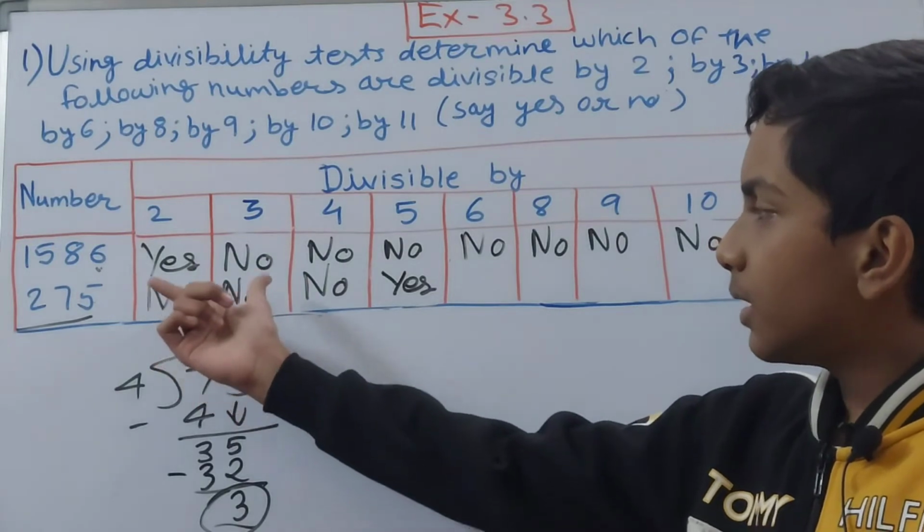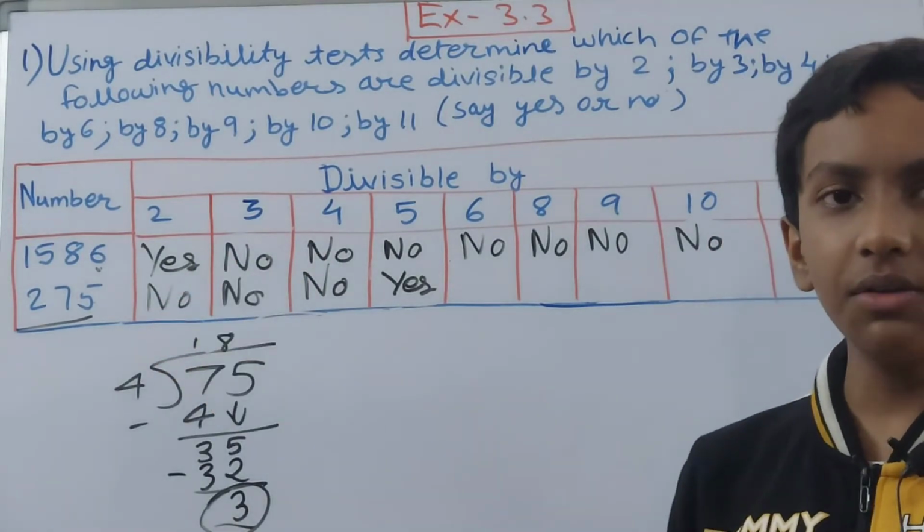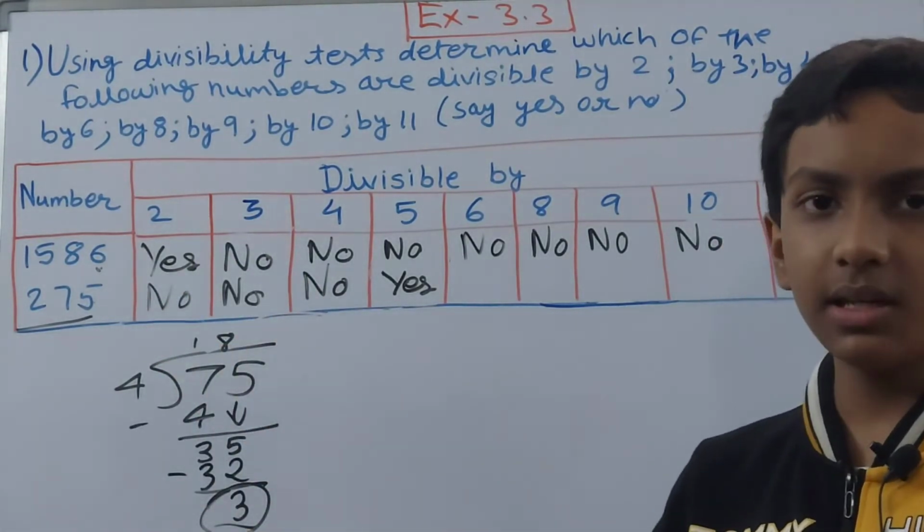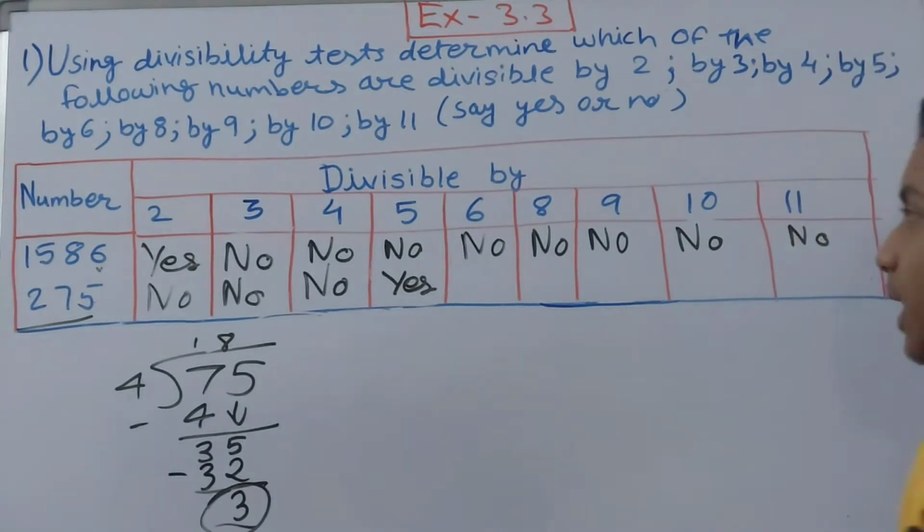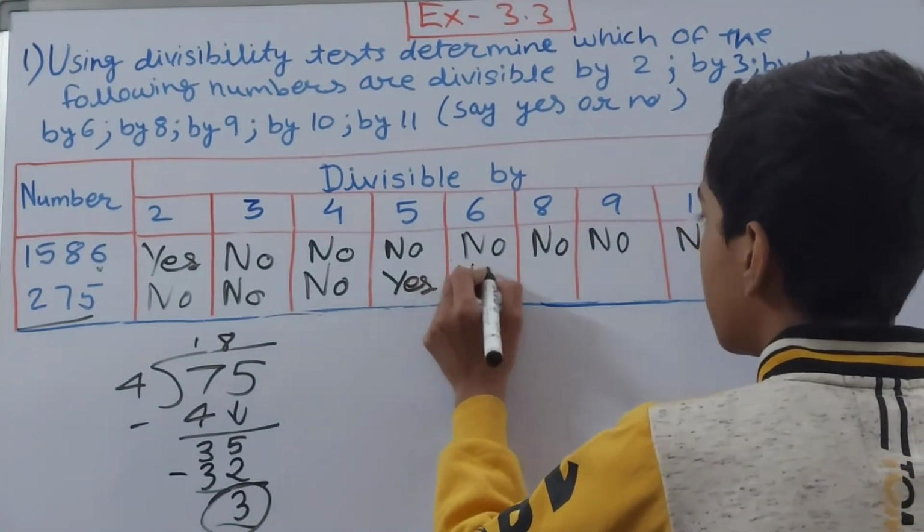Both of them are numbers which are not dividing this 275 completely. So that means it is not divisible by 6 as well. So we will put no.